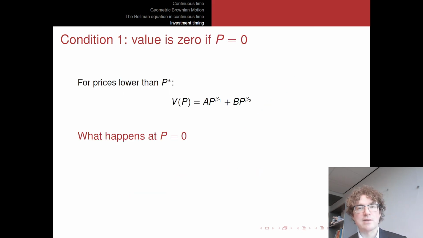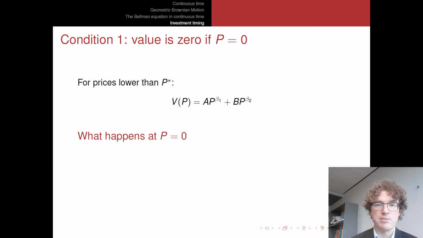Well, let's first look at the condition on the left-hand side, when price equals 0. We want the value of this option to be 0 when price goes to 0. We know that for prices below this threshold, this was the expression for the option value. It consists of these two power functions, and we want to know what's going to happen when price is equal to 0.